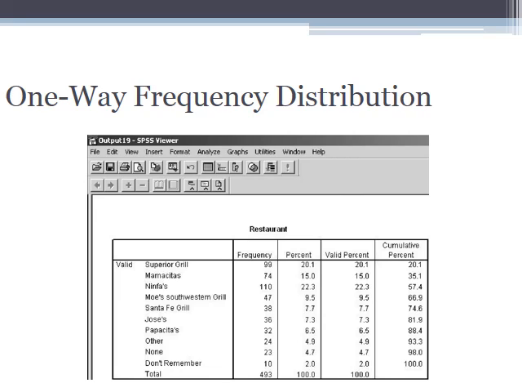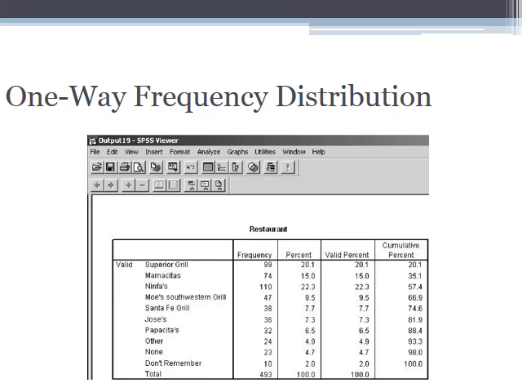Now this is out of, if you look at the total, 493 total responses. So the percent column is showing the percentage of that frequency out of the 493 total. So for Superior Grill, 99 people said that they ate there, and 99 people is 20% of the 493. 74 people said they ate at Mamacitas, which is 15% of the 493 total. 110 ate at Ninfa's, which is 22% of the 493.